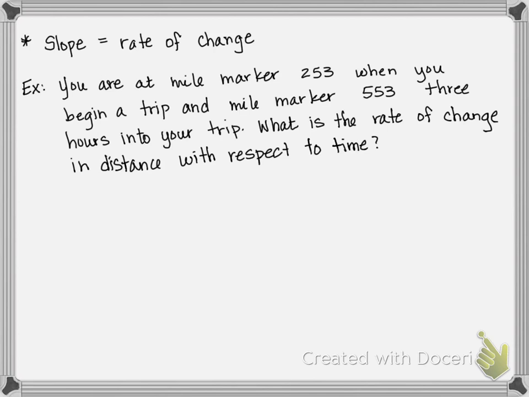So the thing that is changing, this is your y value. So when we say rate of change in distance, we're saying our distance is changing. And then when we say with respect to, that's our x value. So that wording is just saying, how is my distance changing as my time increases by 1 unit? So all we're doing is finding the slope of a line.